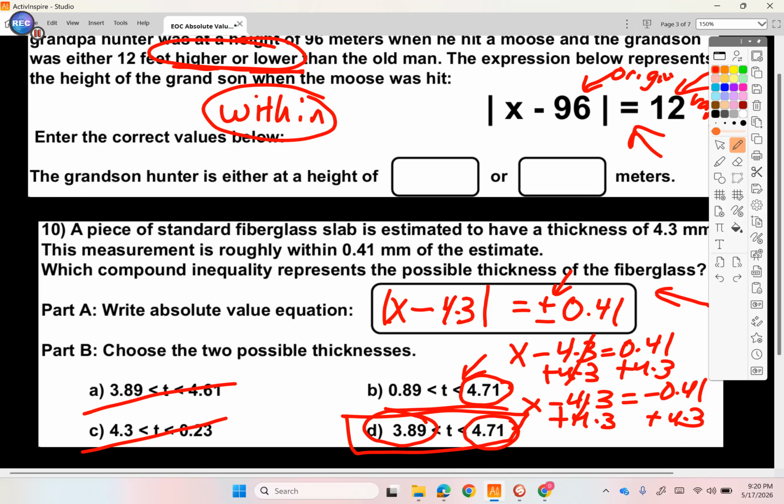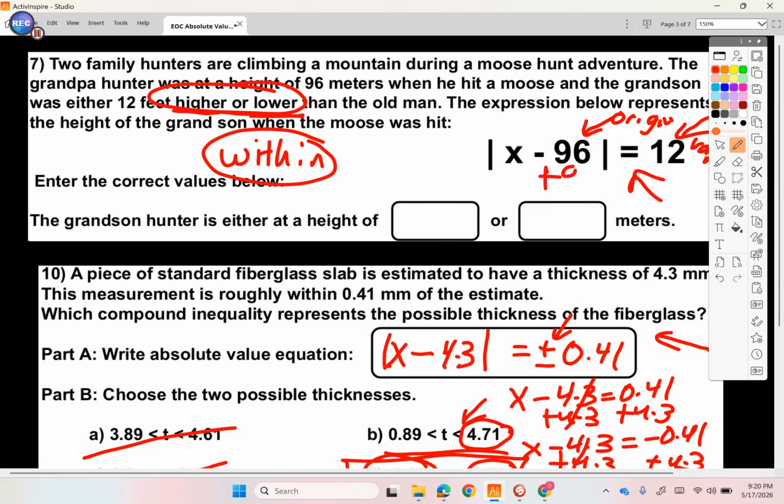Alright, let's solve the top one here twice. Plus 96, plus 96 gives you 108. That'll be your maximum value. And now change that 12 to a negative, and do negative 12 plus 96, and you're really just subtracting it. So it has to give you 84. Make sense? So if you have to set up the equation yourself, that's an absolute value equation. X minus the original equals the variance.